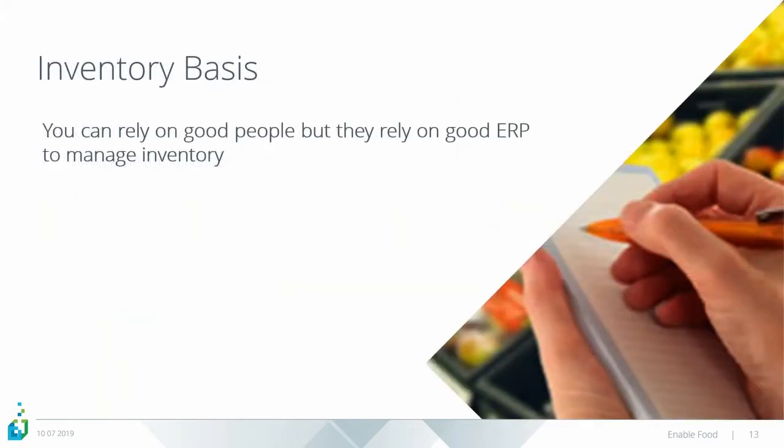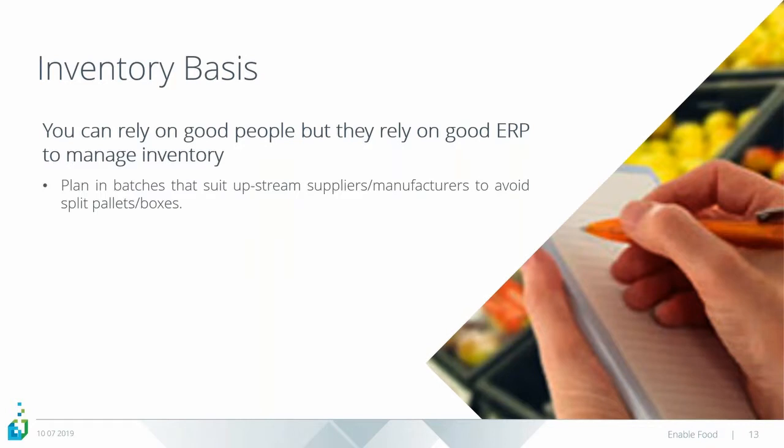Then we get to things like managing the stock, which is why you would buy an ERP system. You can rely on good people who think they know what they know and they've known it for years, but eventually when you get to a certain scale of operation, you have to have a good ERP system to help you manage inventory in the food distribution business. And some of the really basic things are planning batches that suit upstream suppliers or manufacturers.